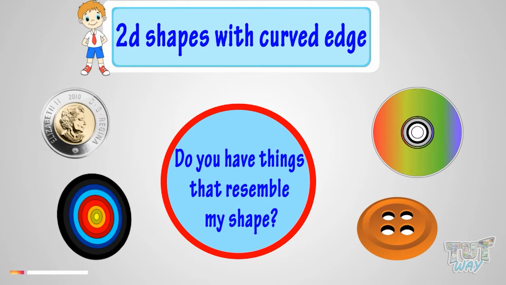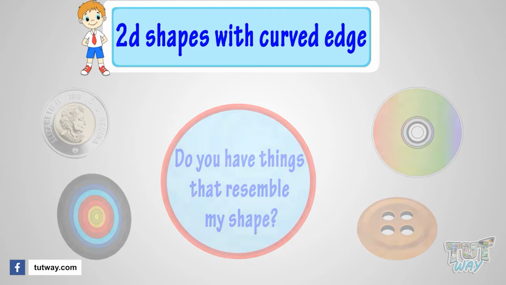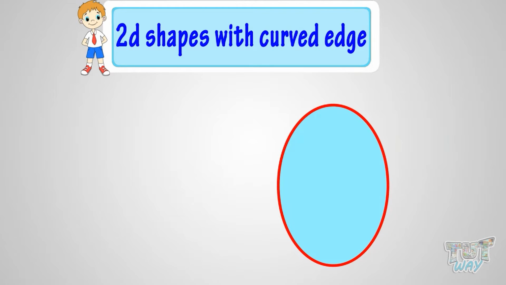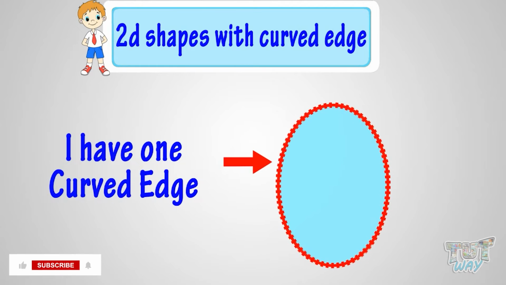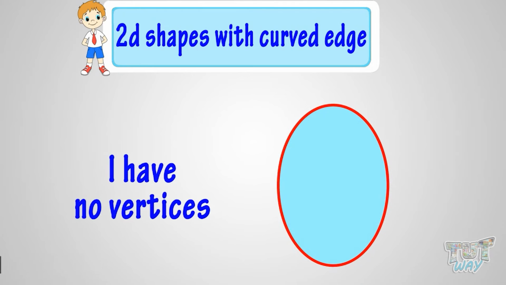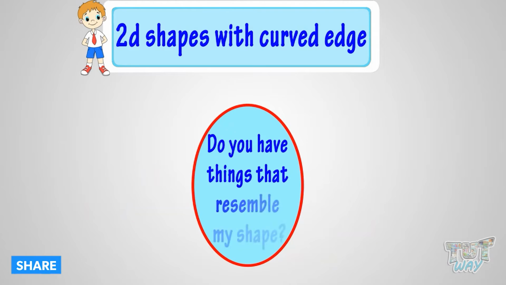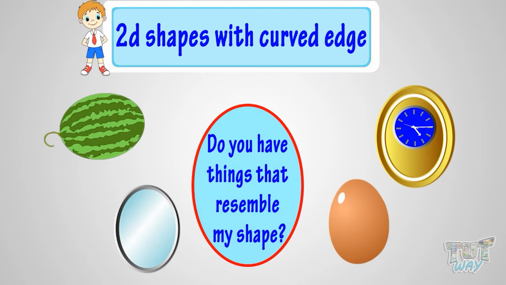Good. Now, let's learn another 2D figure with curved edge. Oval. I am an oval. I have only one curved edge in an oval shape and no vertex. Do you have things in your house that resemble my shape? Try to remember. Yeah. These are a few things which have oval shape.